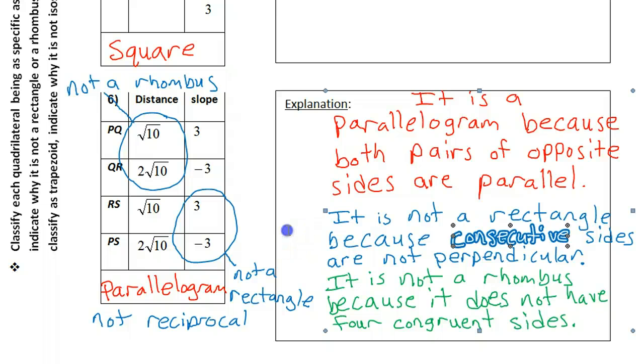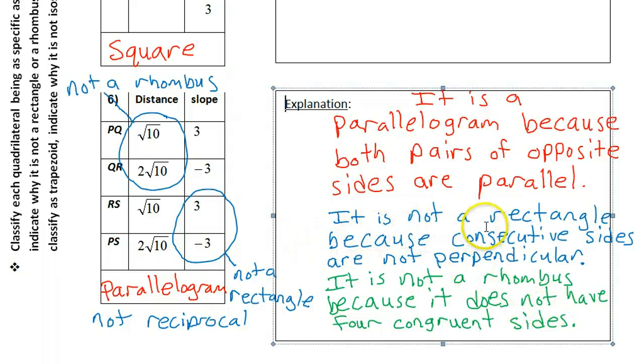Okay, if you prefer your sentences, you could write, it is not a rectangle because consecutive sides are not perpendicular. It's not a rhombus because it does not have 4 congruent sides. So you can write it out in words if you prefer. Okay, so that is how you classify a quadrilateral as one of the 7 special quadrilaterals.